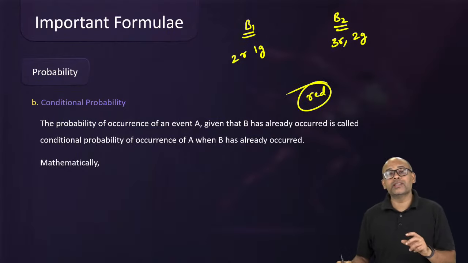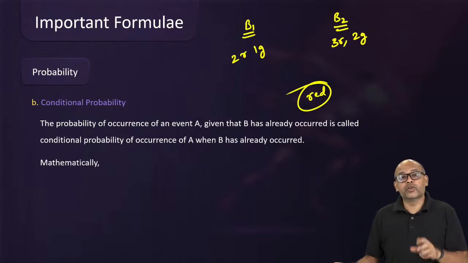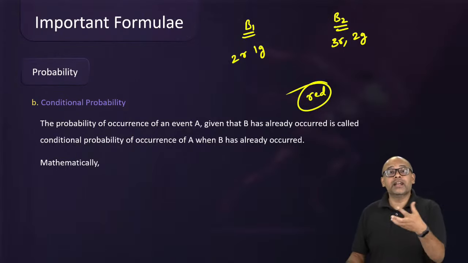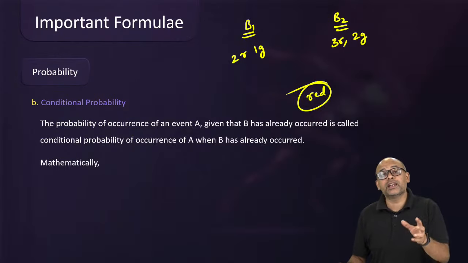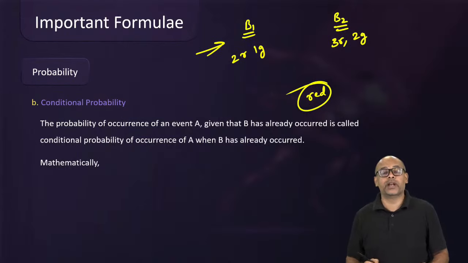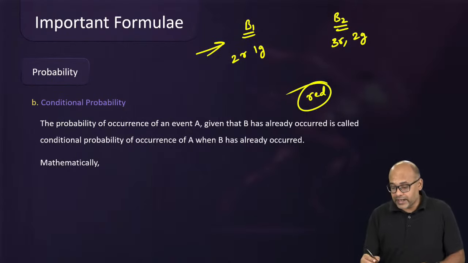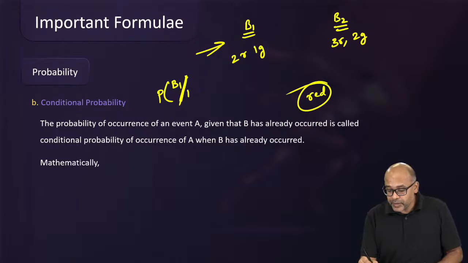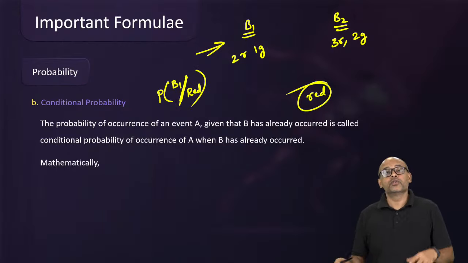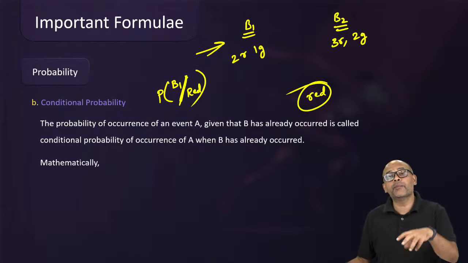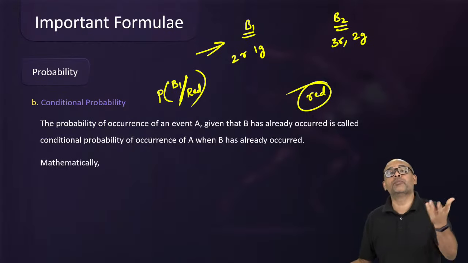So the question now is, if this is observed to happen, so I closed my eyes, picked one bag randomly, and I then saw the color of the ball, and that is red. Given that it is red color, what is the probability that it is coming from bag number 1? So the event will be written as: calculate the probability that the ball is coming from bag number 1, given that the ball color is red.